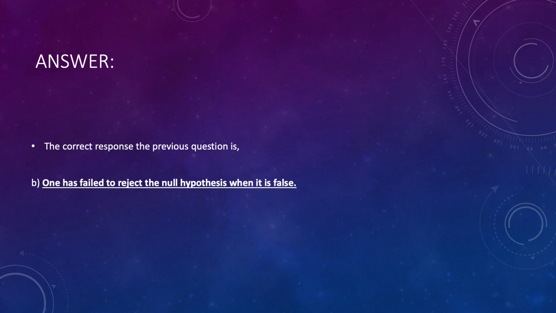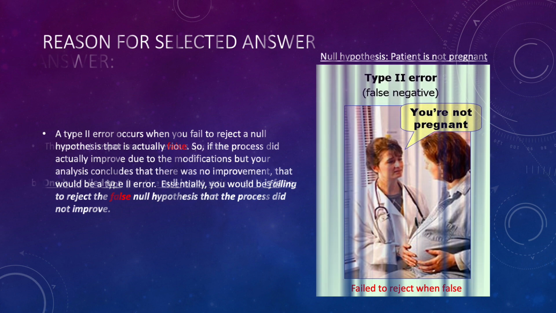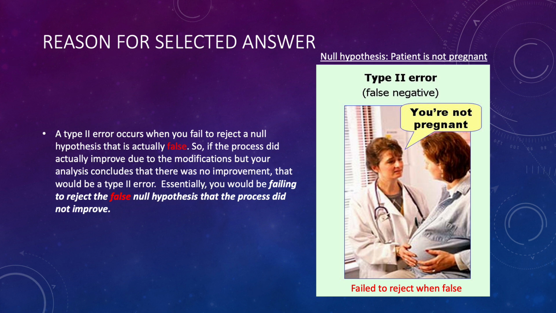The answer that I've chosen is B, which is one has failed to reject the null hypothesis when it is false. Now, the reason for my selected answer is a type 2 error occurs when you fail to reject a null hypothesis that is actually false.